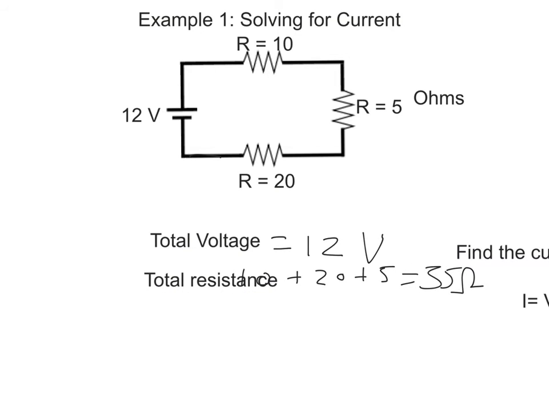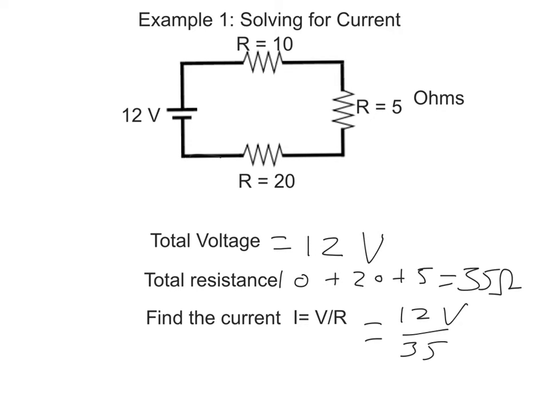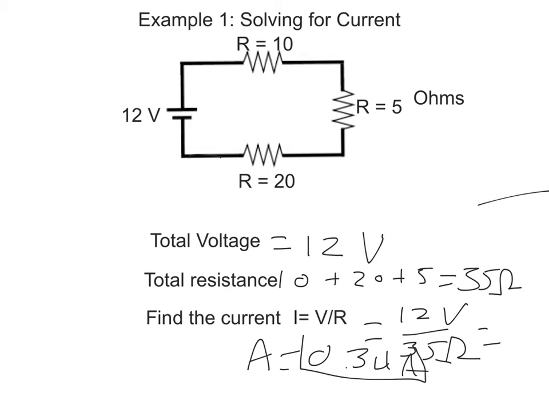So now we can find the current. And we're going to find the current by using our equation I equals V over R. So current is equal to 12 volts divided by 35 ohms. And when I use my calculator and round it, I get a current of 0.34 amps. And then I'm going to put a box around that. Okay, go ahead and pause this video and make sure you have this example written down.